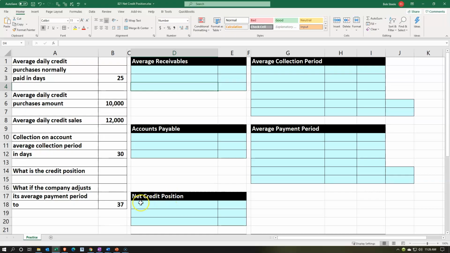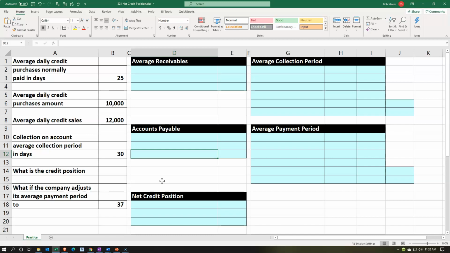Here we are in Excel. We have our information on the left-hand side. We're going to use that to work through our practice problem in the blue area in the worksheet on the right-hand side. We're going to get down to the net credit position calculation, which is basically going to be the difference of the credits that we are providing and we have been provided. In other words, the difference between the accounts receivable and accounts payable.